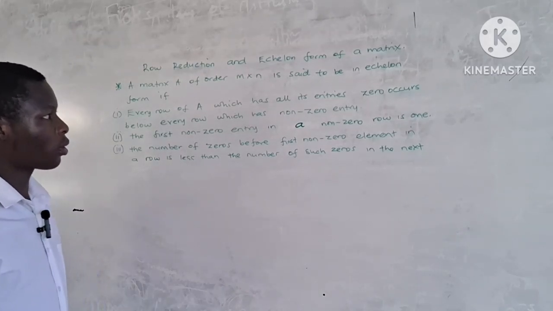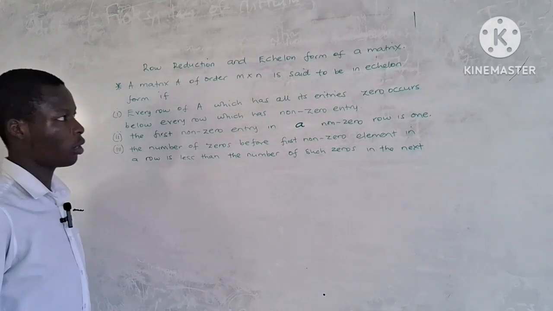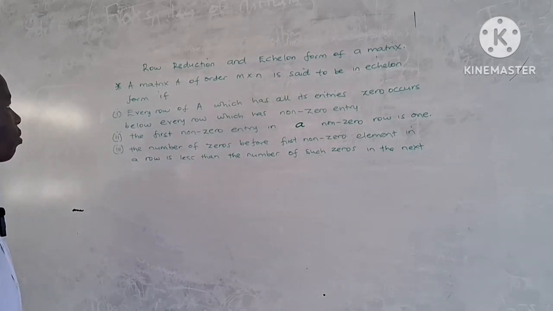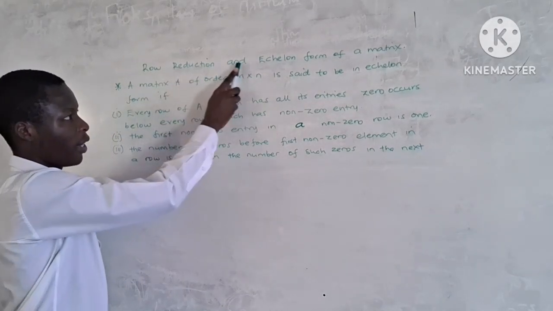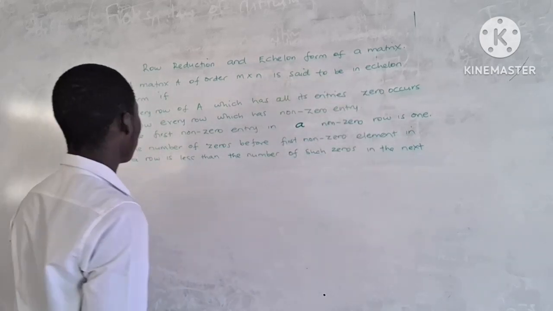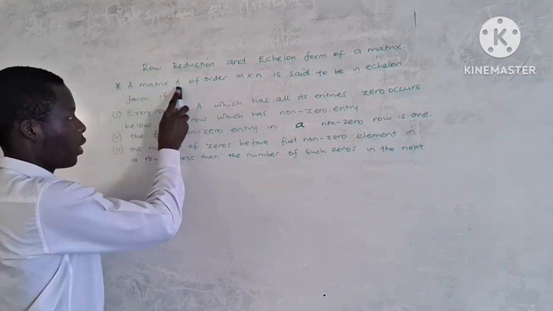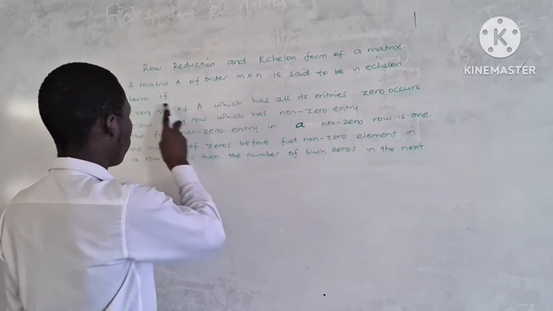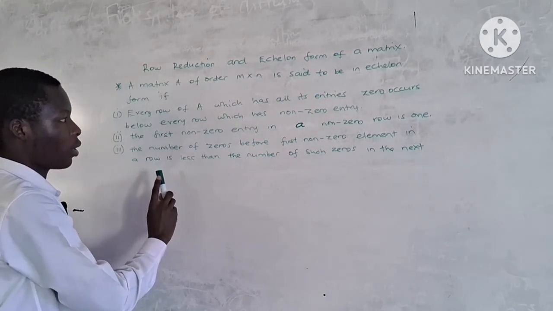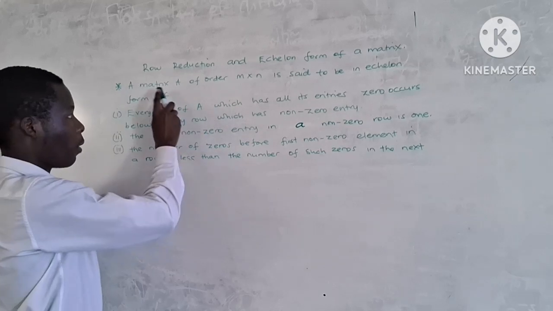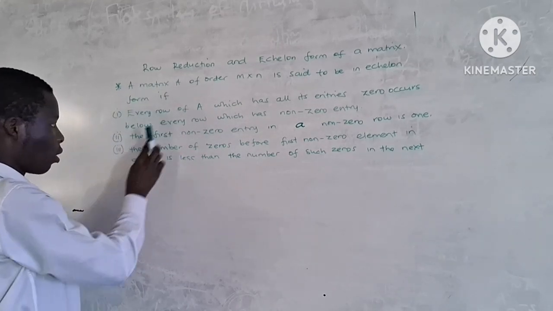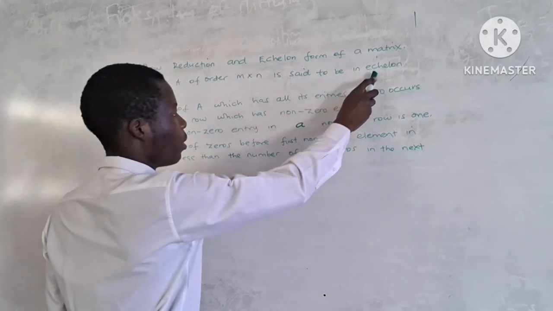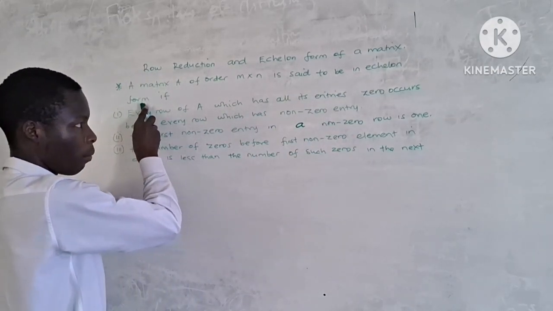Okay, boys and girls, let's move on to the next portion. This is part of your module, row reduction and echelon form of a matrix. A matrix A of order m by n is said to be in echelon form if it satisfies these three conditions.